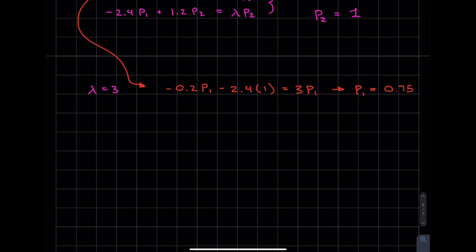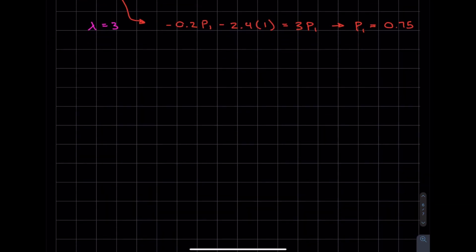But now we got P1. We already said P2 is 1. So technically, our eigenvector is going to be P is equal to 0.75 and 1. Now the problem with this is that it's not normalized. And recall that since there are infinite amount of eigenvectors, we normalize them so that they have a unit length.